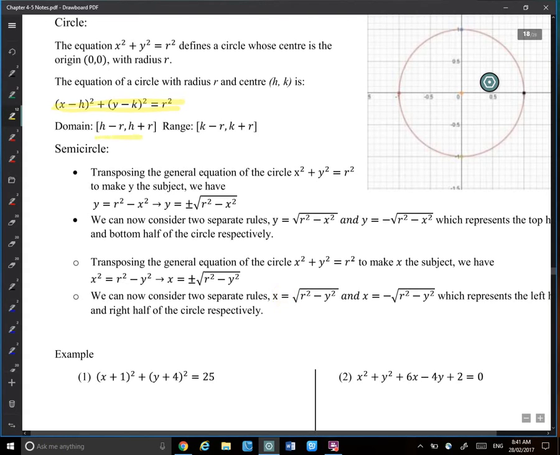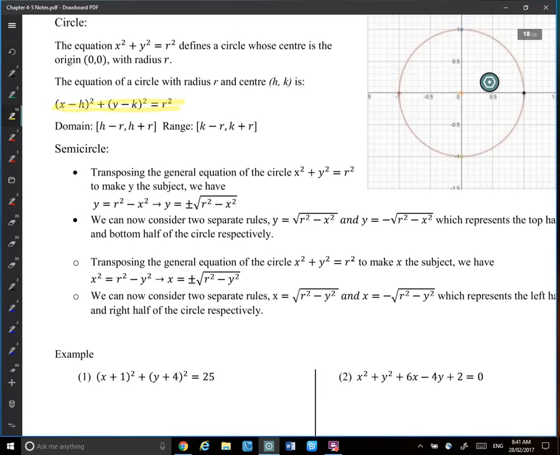So the domain will be h minus r to h plus r. From the center, go left for r, that's your left farthest point, and plus r is the most right point. So h minus r and h plus r will be the domain. And the range will start from the k value. From k, go down by r units and go up by r units. So that gives you the range.